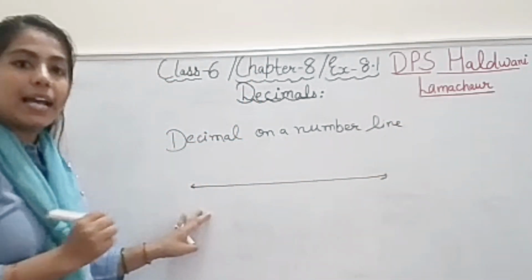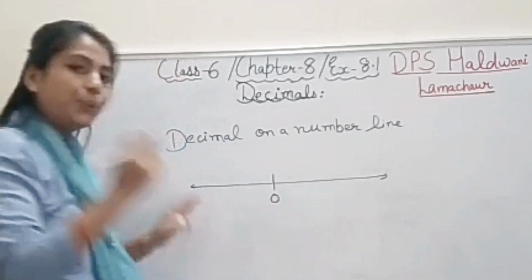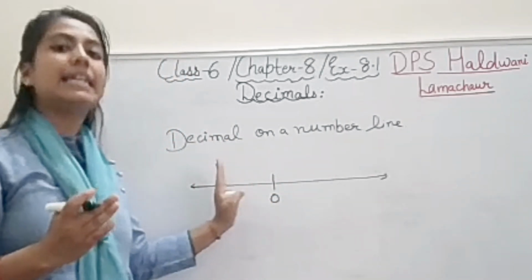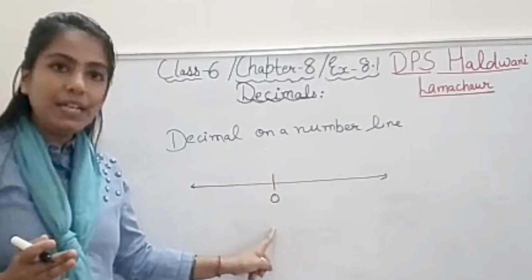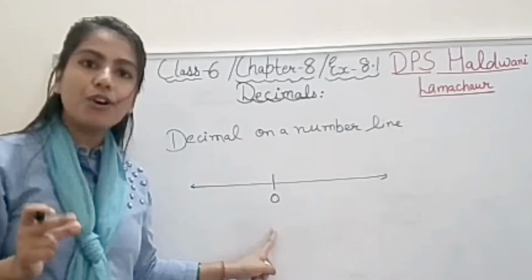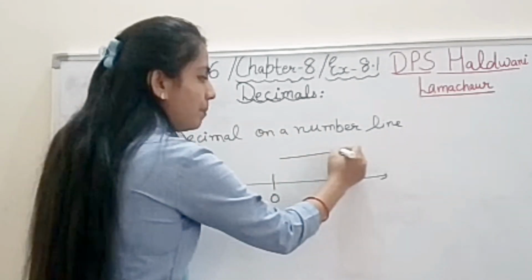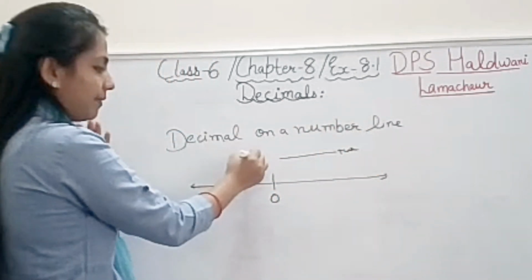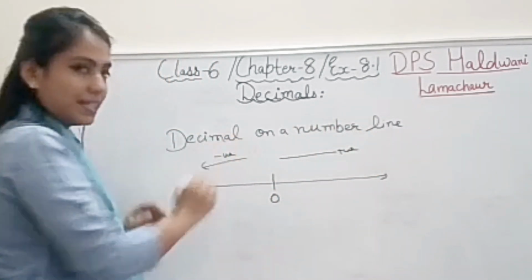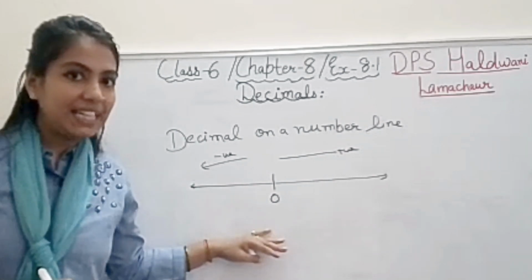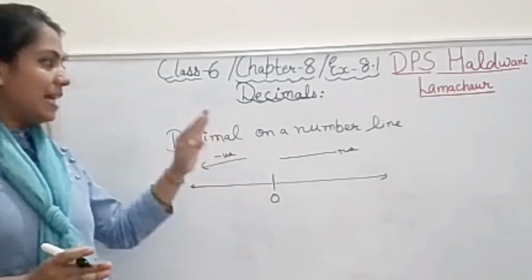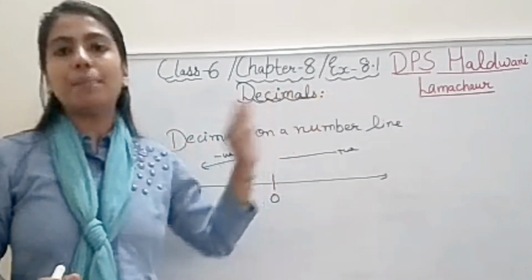Always this number line is divided into two parts, positive numbers and negative numbers. In between, always at the center, it starts from 0. The right hand side is positive numbers and the left hand side is negative numbers. Right? This we have done in the integers chapter. Now, the question is decimal on a number line.